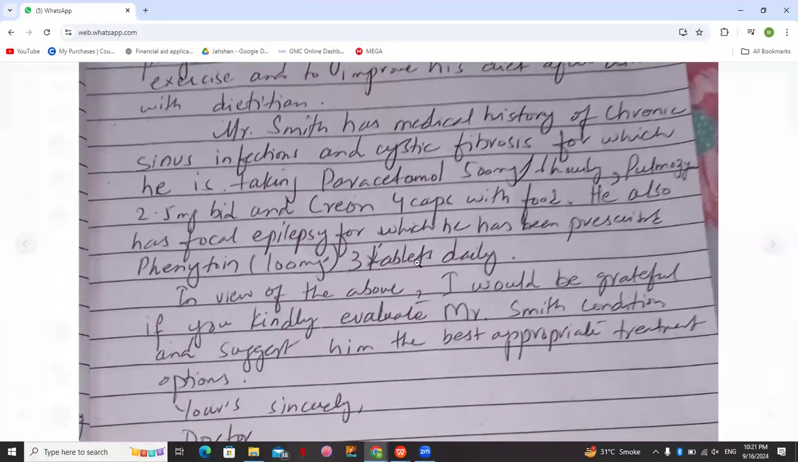3 tablets daily. So 100 mg, 3 tablets. That's just right: phenytoin. That's it. I will take it. Everyone will take it. Okay, who is reading?